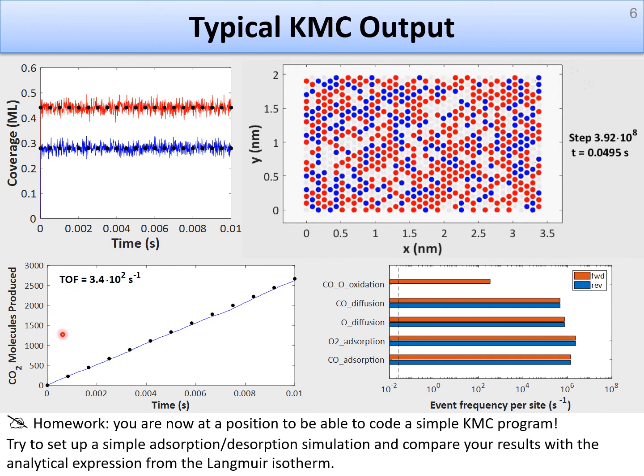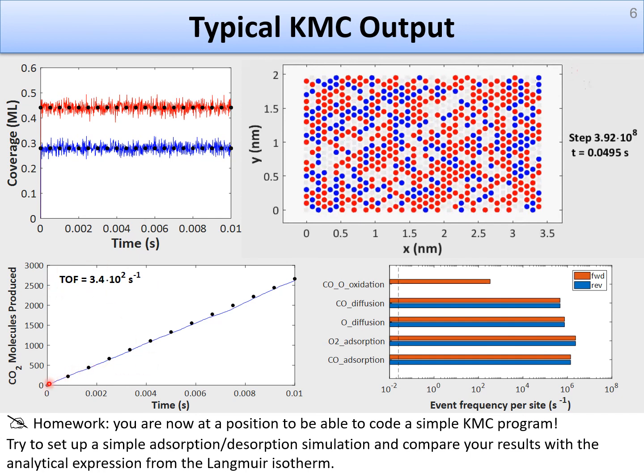And we can also monitor the number of CO2 molecules produced per time. So the line that we see here has a slope that allows us to calculate the turnover frequency in terms of number of CO2 molecules produced per unit time per site. So we can normalize with respect to the number of sites and find the turnover frequency.